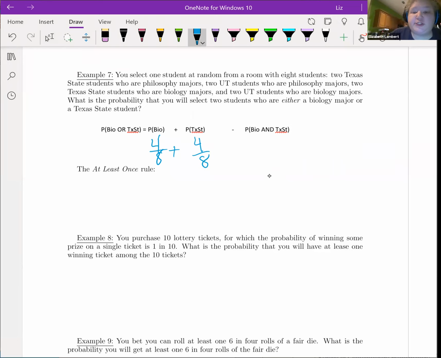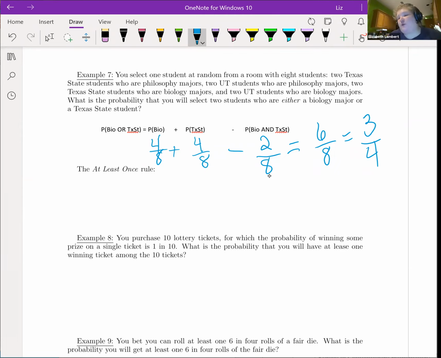So the students that are bio and Texas State students are these 2 here, the 2 biology. So we're going to subtract those off because we counted them twice. So 4 plus 4 is 8 minus 2 is 6. So we get a probability of 6 out of 8 or 3/4, 75% chance of getting a bio or a Texas State student.